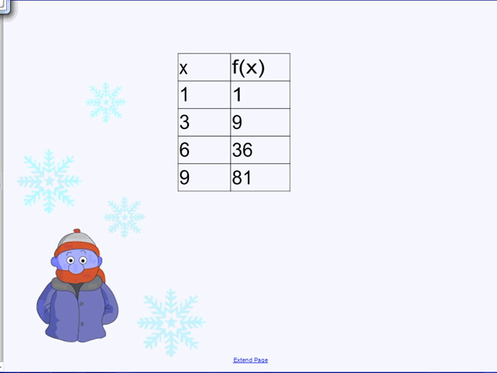All right, in this example, we have our x's and our f of x's, or our y's, okay? And we need to look down and figure out, okay, again, what's happening to my x in order to get my f of x, or my y? So I have my x. Well, 1 to 1, 3 to 9, 6 to 36, 9 to 81.